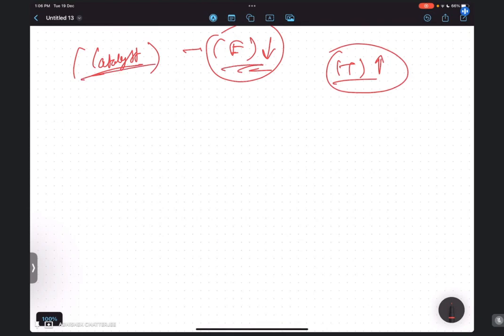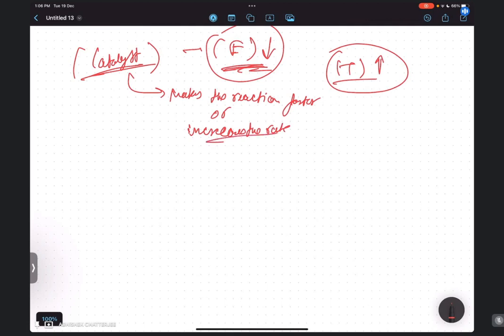Now this type of catalyst, which decreases the E value and makes the reaction faster, or increases the rate, is known as your positive catalyst. Clear? One more type of catalyst is there that makes the reaction slower.